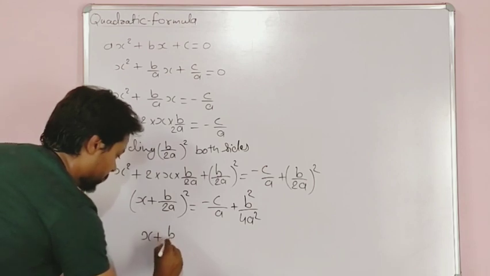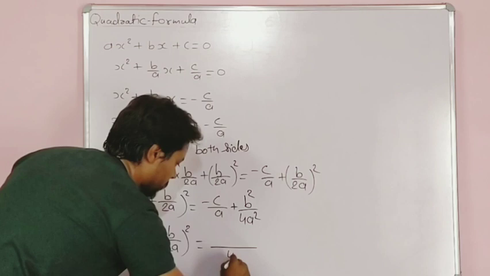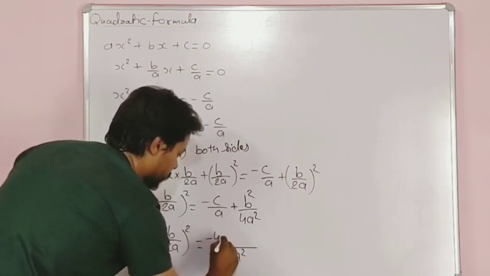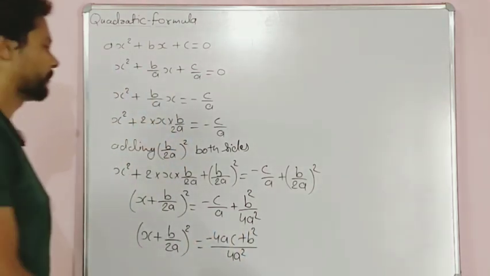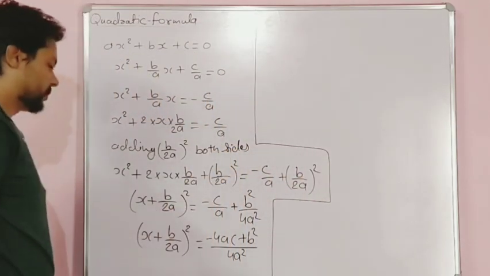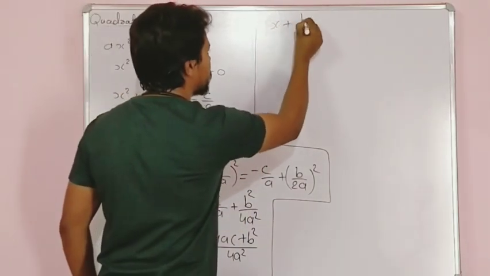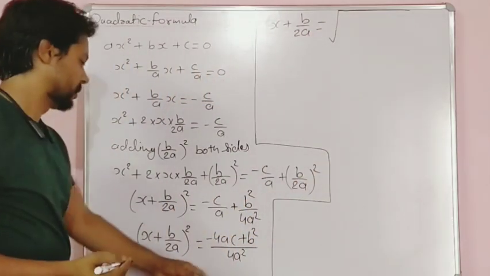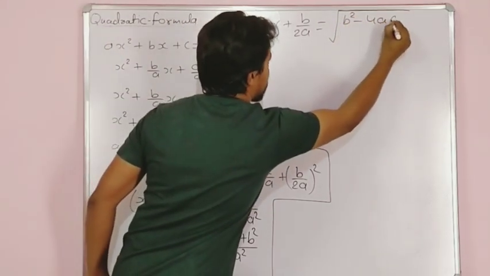(x + b/2a)² = (-4ac + b²)/4a². Okay. Now simplify it a little bit further. x + b/2a = ±√((b² - 4ac)/4a²), let me write b² forward, so b² - 4ac over 4a².